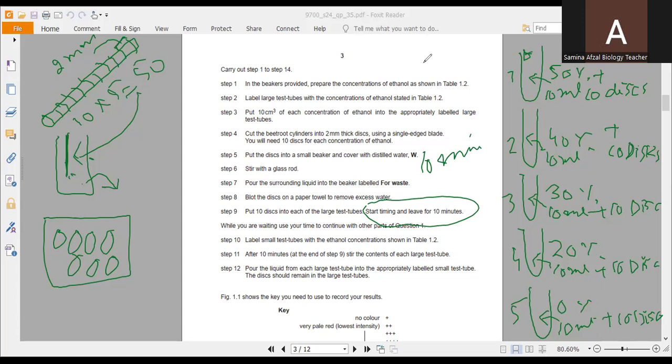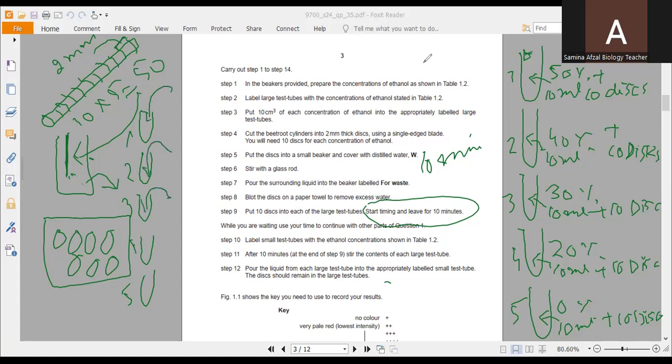Label small test tubes with the ethanol concentrations shown in table 1. Now you will make use of 5 more, 1, 2, 3, 4, 5. After 10 minutes, at the end, stir the contents of each large test tube. Pour the liquid from each large test tube into the appropriately labeled small test tubes. So you will add the liquid which was present in these large test tubes.